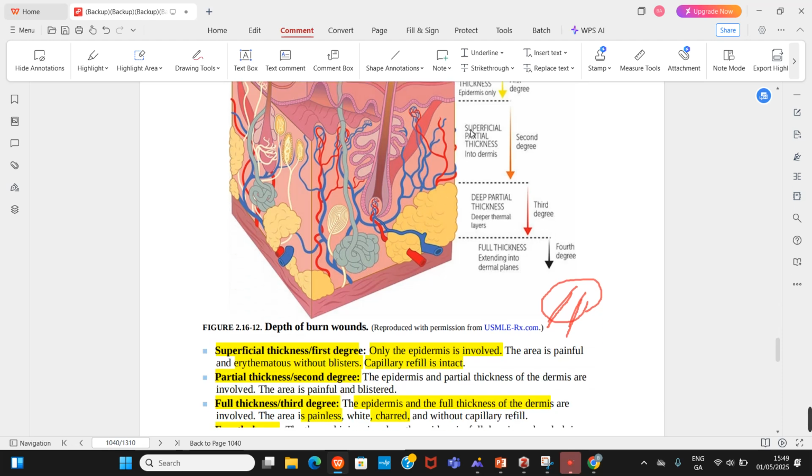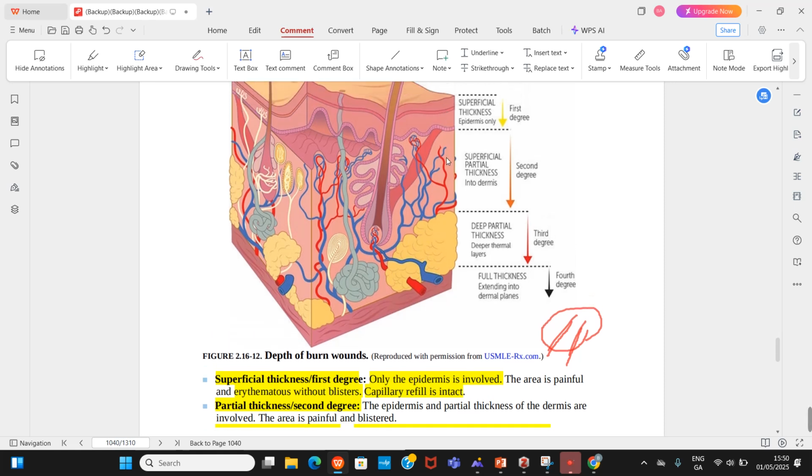If you say someone is having a superficial partial thickness burn, it has gotten to the papillary dermis. Because of the word superficial, just like the first one we have said, there's going to be pain. But because we are now saying superficial partial, this partial means there's going to be formation of blisters. So superficial partial thickness burn: pain is intact, and there's going to be blisters.